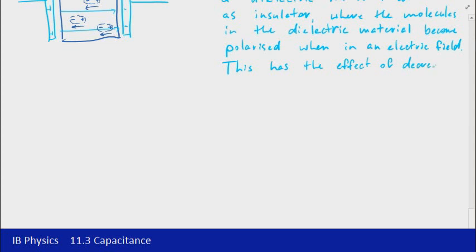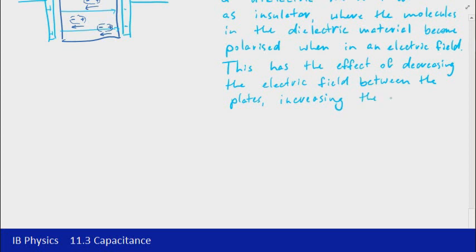And by decreasing that electric field, it means that more charge can be stored. So decreasing that electric field means increasing charge storage capacity. And as a result, capacitance. And so three different ways there that we can increase capacitance.